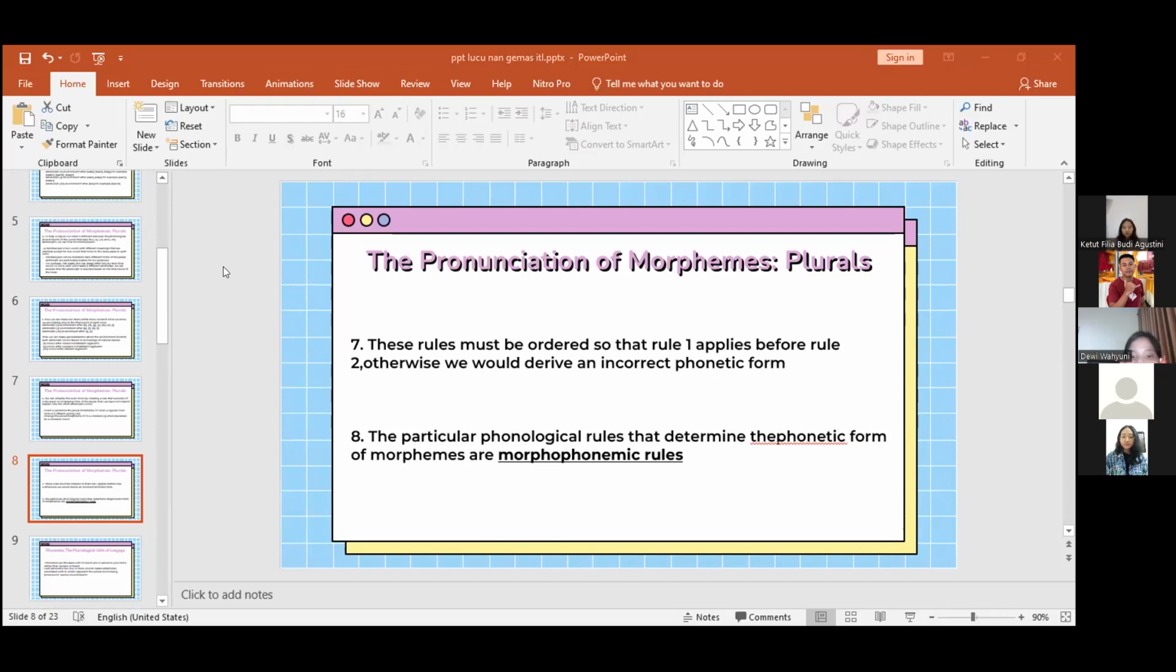These rules must be ordered so that rule 1 applies before rule 2, otherwise we would derive an incorrect phonetic form. The particular phonological rules that determine the phonetic form of morphemes are morphophonemic rules.